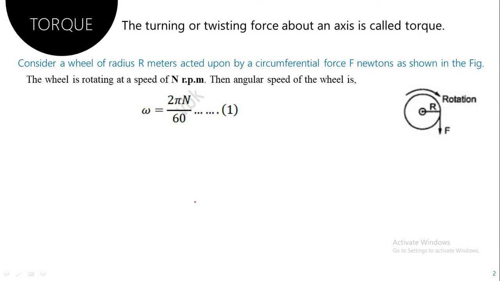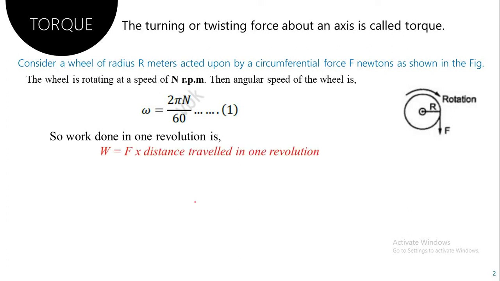Once we know the angular speed of the wheel, I'll define work done. Work done in one revolution is given by force into distance traveled. The distance traveled in one revolution, from one point back to the same point, is 2 pi r. So F into 2 pi r is the work done in one revolution, in joules.